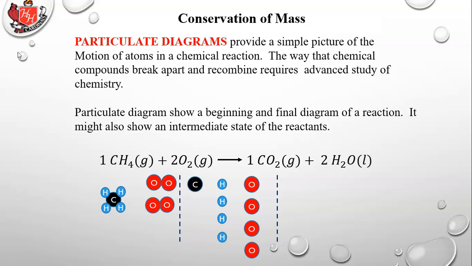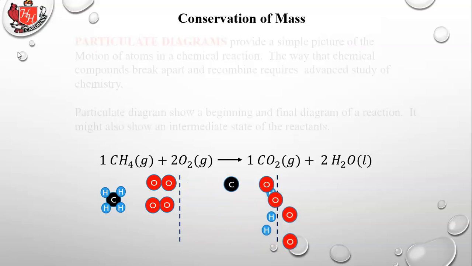Particulate diagrams show a beginning and final diagram of a reaction. It might also show an intermediate state of the reactants. I like to draw them like this, where you have the beginning reactants over on the left. You see how they break apart, and then we're going to see how they combine here, like this.